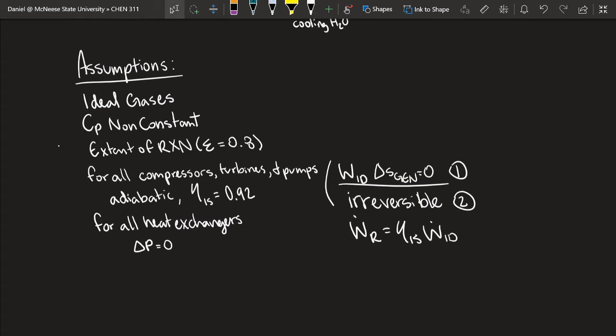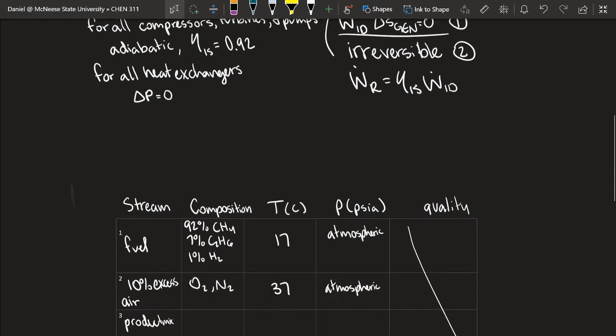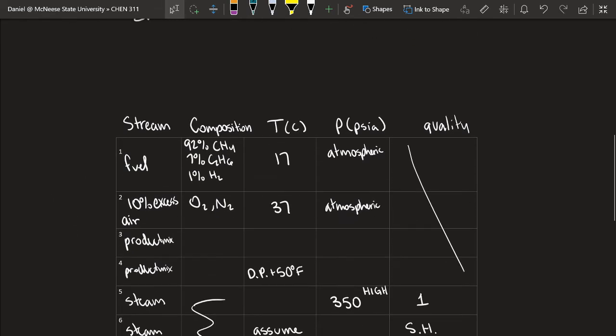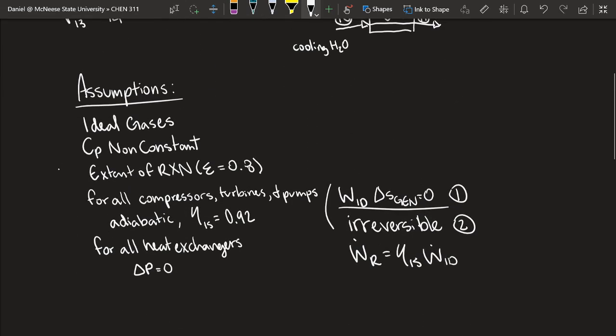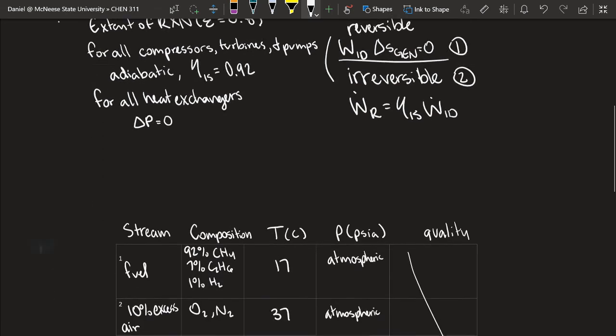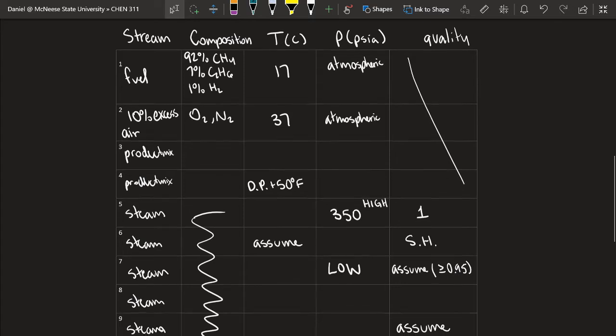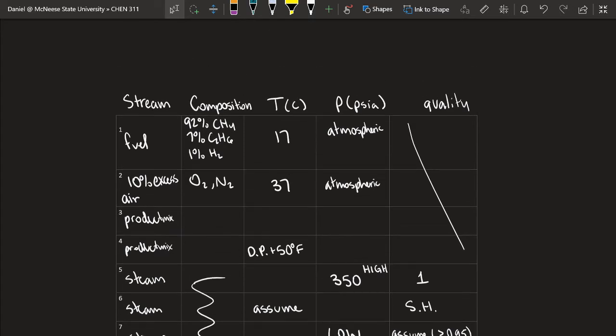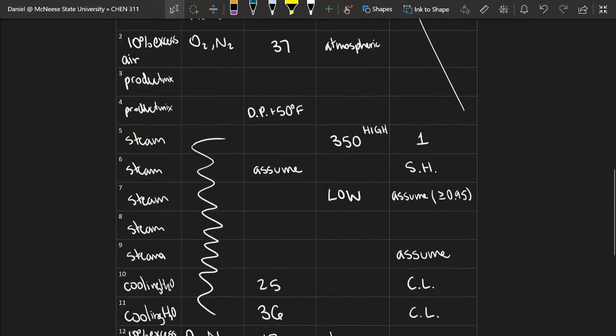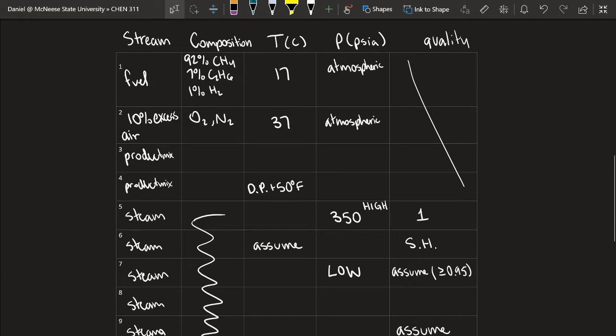Okay. What else? And so that assumes that it's reversible to start. So this is a table of just the assumptions that you'll end up needing to make. I'll post this to Moodle. You'll see what I'm talking about. But that's what this is.